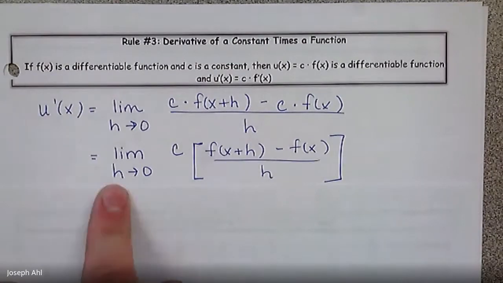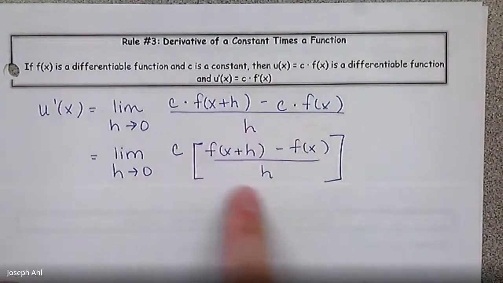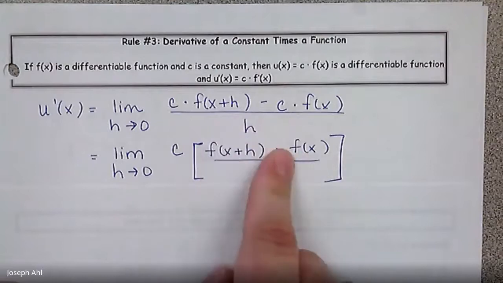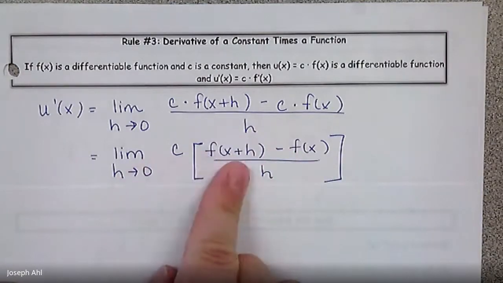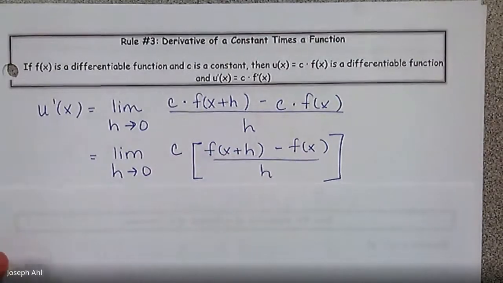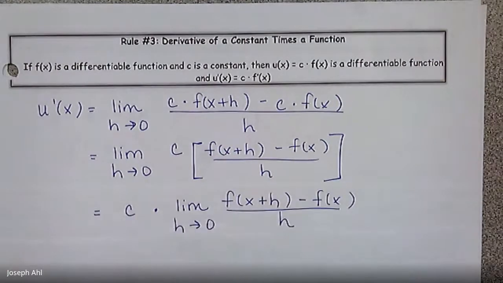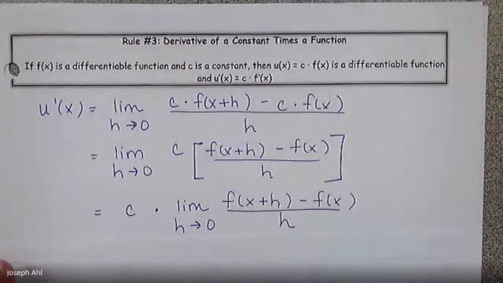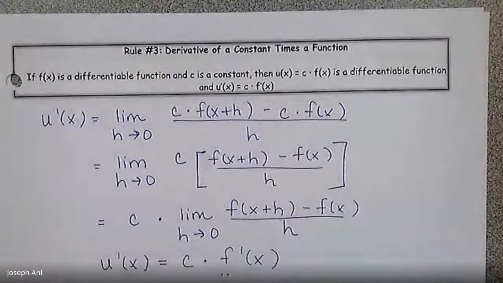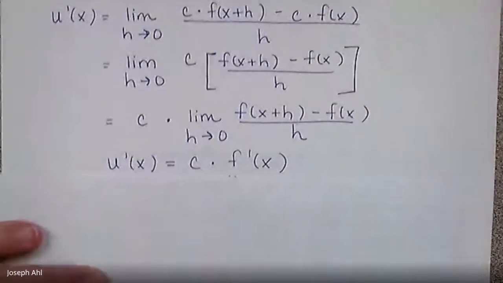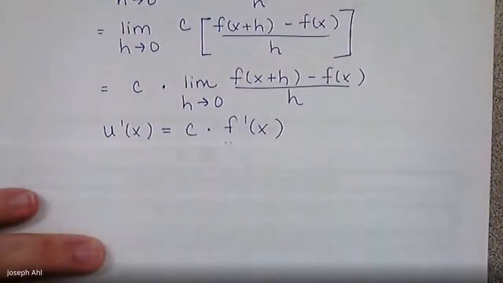And we know that the limit as h goes to 0 of this expression is just going to be f prime of x. Remember that the limit of a product is equal to the product of the limits. So we can pull that c out: the limit as h goes to 0 of c is just c, times the limit as h goes to 0 of this quantity, which is the definition of the derivative. So therefore, u prime of x is equal to the constant times f prime of x.